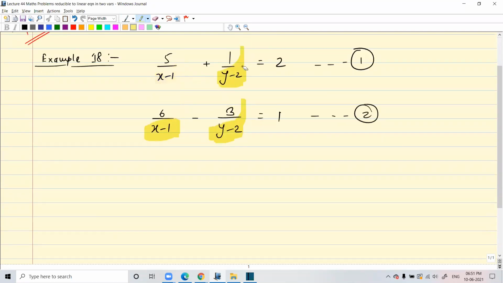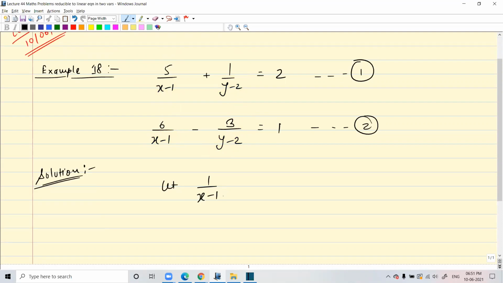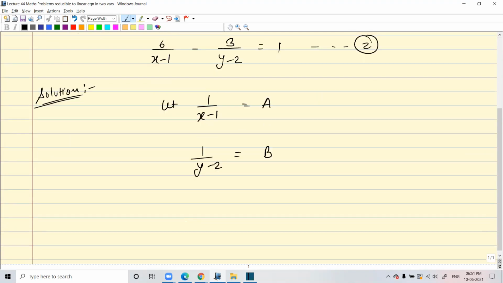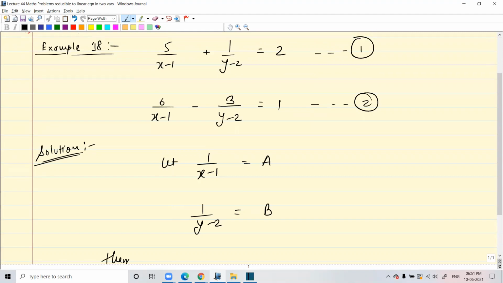So what I'm going to do is, let 1 by x minus 1 be equal to a, or we can give it any other variable also. And in the same way, 1 by y minus 2 will be equal to b. Okay. Then how can we write our equations 1 and 2? It will become 6a plus a.